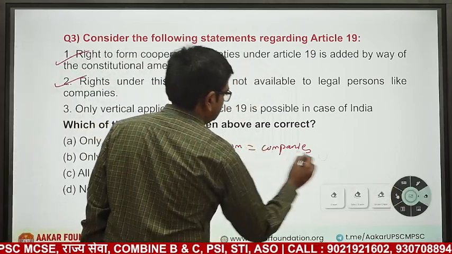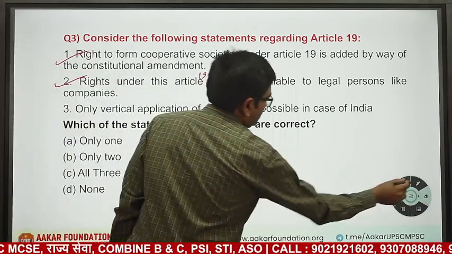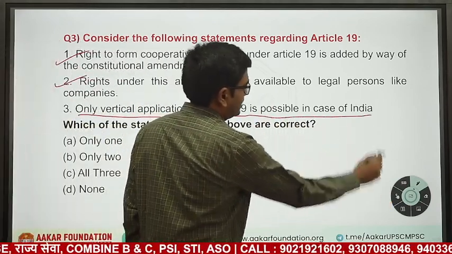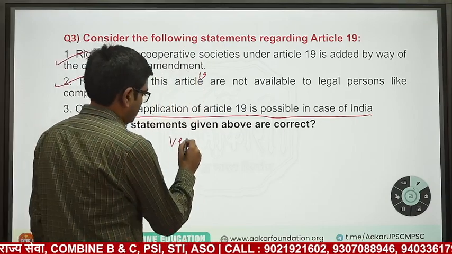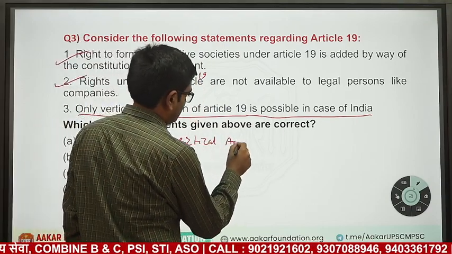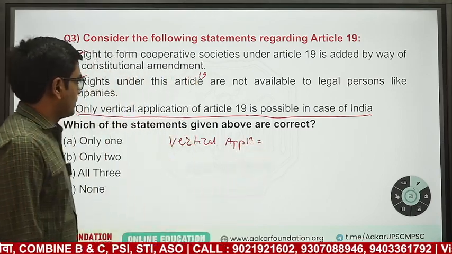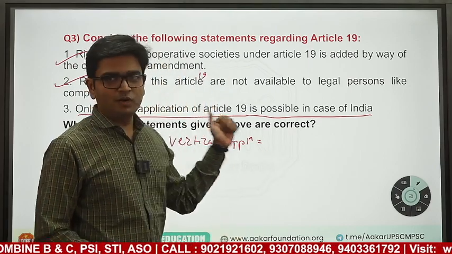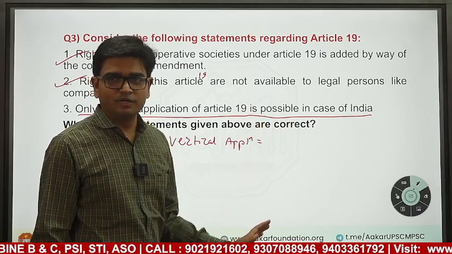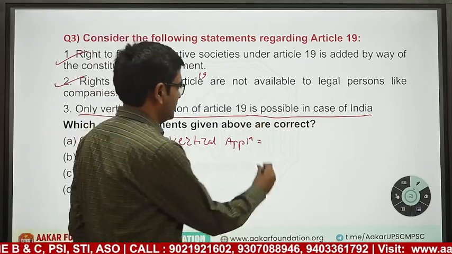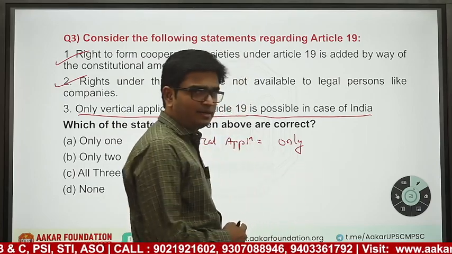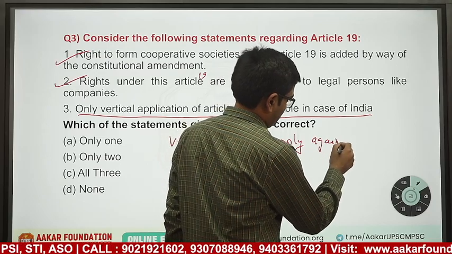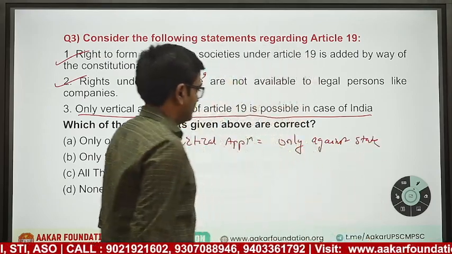One more thing, what is given here? Now this is more related to a recent judgment of the Supreme Court. Only vertical application of Article 19 is possible in case of India. So vertical application means this is only applicable against the state. For example, if Article 19 is violated, action can only be taken against the state, not against a private individual. That's what vertical application says. You can claim the right in Article 19 only against the state. That is called vertical application.